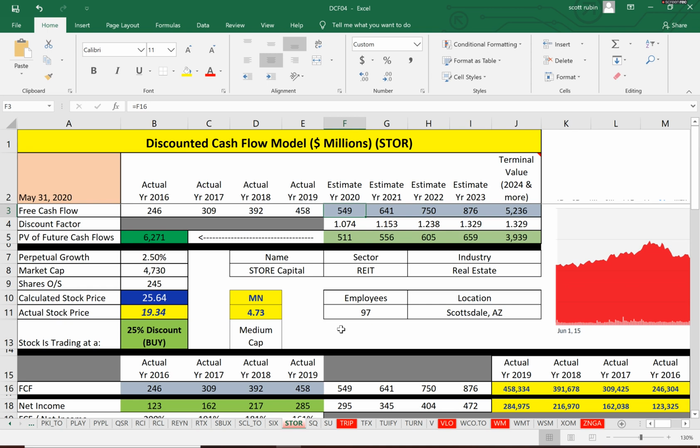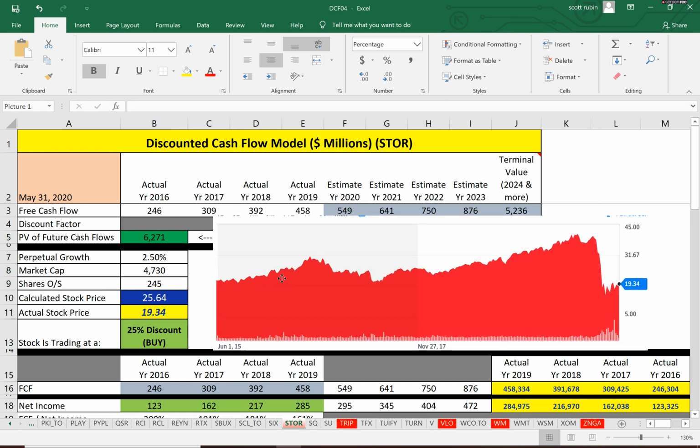We estimate free cash flows for 4 years, and then we do a terminal value, which is all years beyond year 4. Then we discount those numbers back to today's dollars, and we get a value of $6.3 billion. We divide that by 245 million shares and get a stock price of $26, and it's trading at $19. So it's trading at a 25% discount. We consider this a buy.